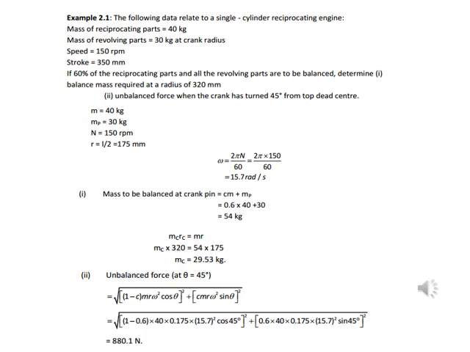For the unbalanced force at 45 degrees, you need to use the previous slide equations. You use these two equations, insert theta equal to 45 degrees and all the related values in these equations, then you can get the final answer, which is 880.1 newtons.